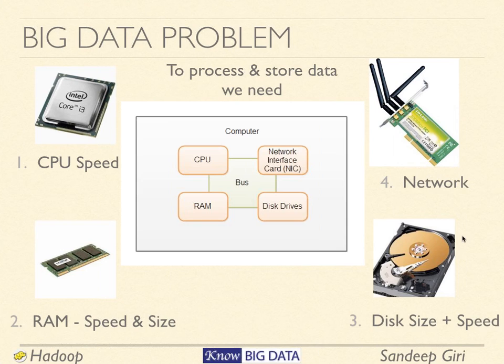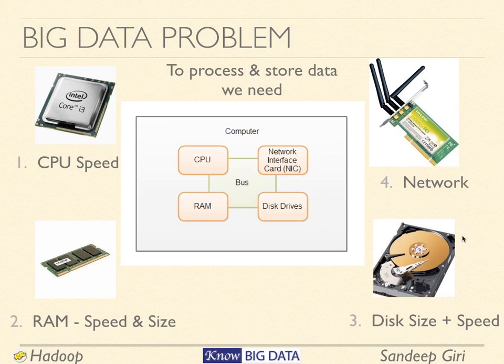Okay, so when we talk about that, we require a distributed architecture because our single computer is becoming a bottleneck. What is it that becomes the bottleneck? The answer is any of these four components. First one is CPU. But that doesn't mean that CPU becomes the bottleneck first. The first bottleneck probably comes from the RAM.